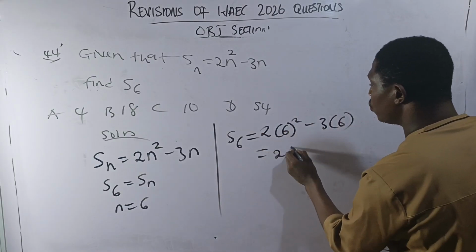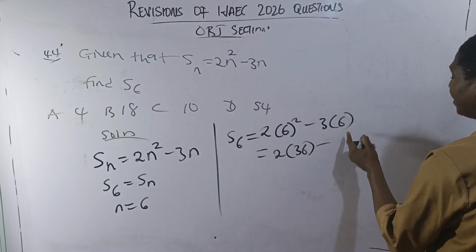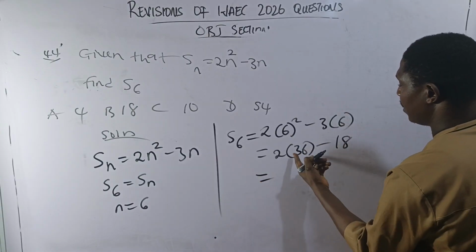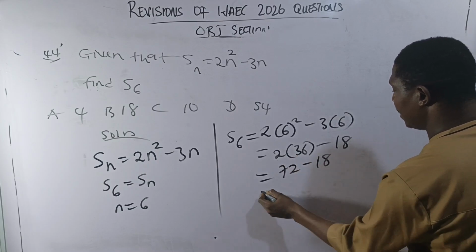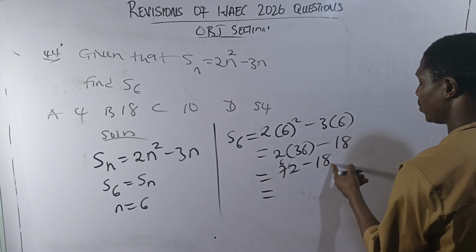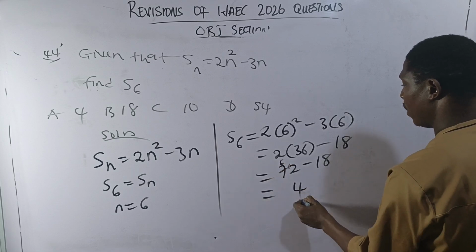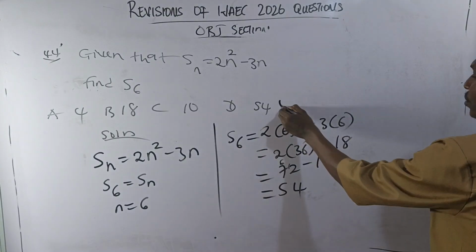This will give me 2 bracket 6 squared, 6 times 6, which is what? 36, minus 3 times 6, 18. Now this times 2 times 36 will give me 72, minus what? 18. 12 minus 8, yes, left with 6. 12 minus 8 will give me 4, and 6 minus 1 will give me what? 5. So I have 54 as my answer, which is D.